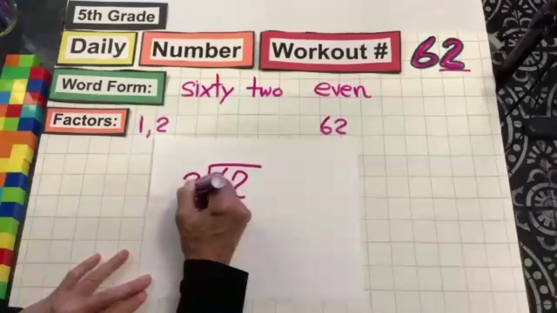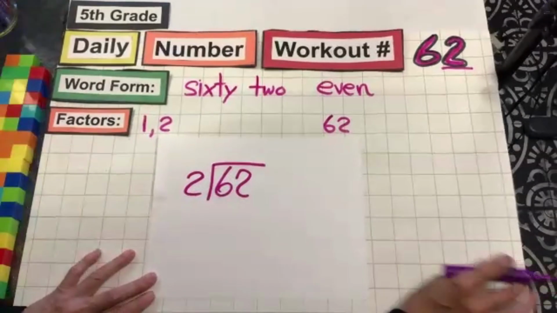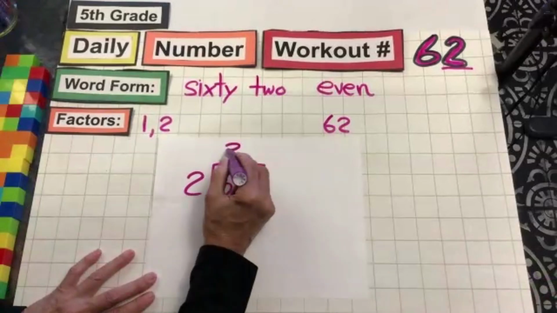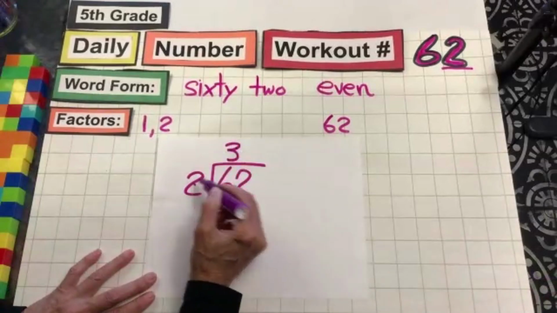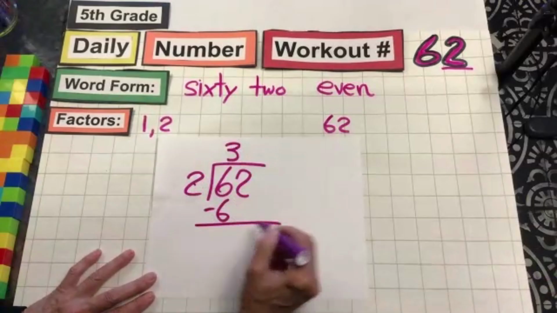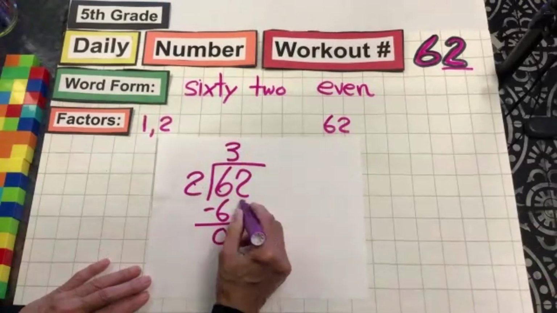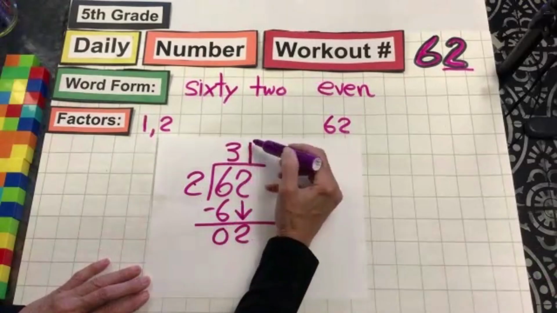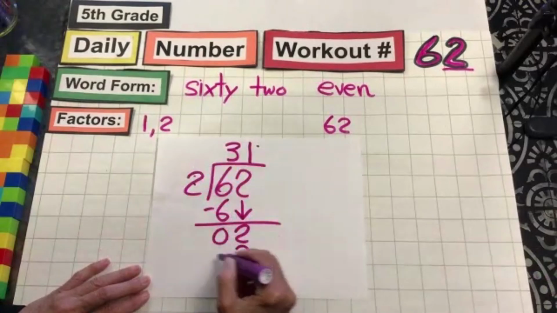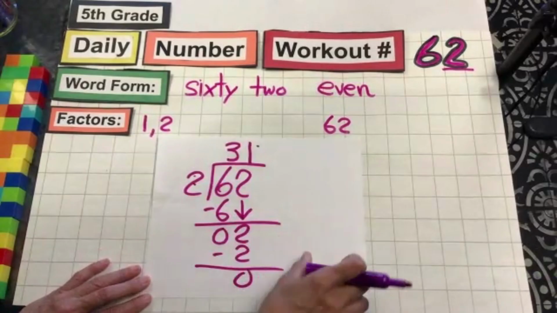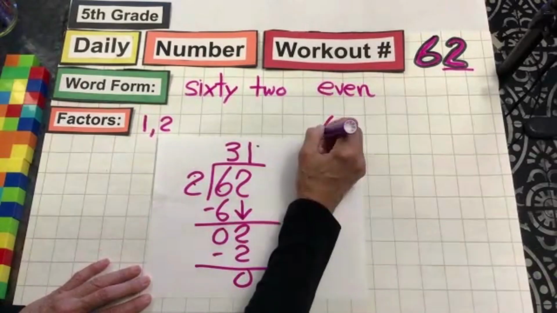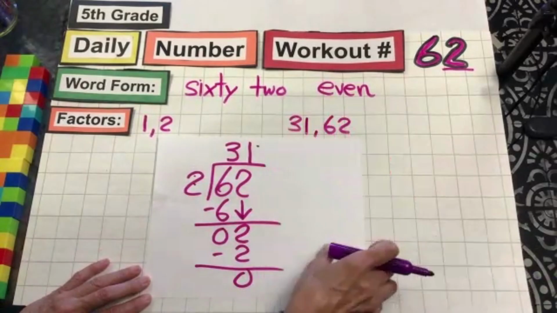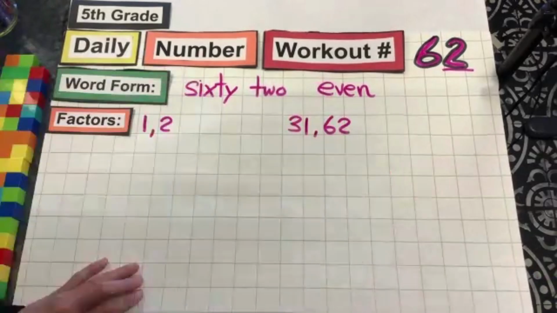62 divided by 2. So we're doing some long division here. 2 goes into 6 3 times because 3 times 2 is 6. We subtract that out. Nothing left, so we drop down the 2. 2 goes into 2 one whole time because 1 times 2 is 2. Subtract that out and we get 0. So our number here is 31. So 2 goes into 62 31 times.